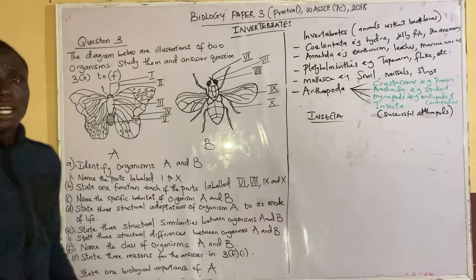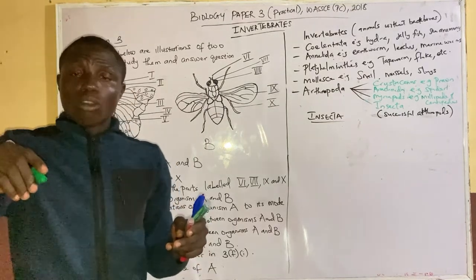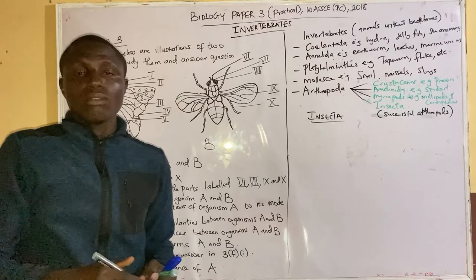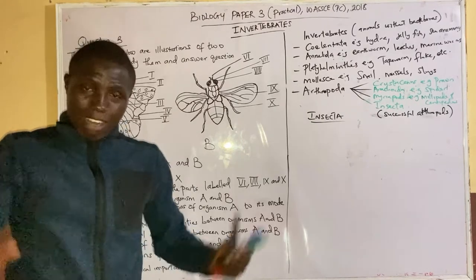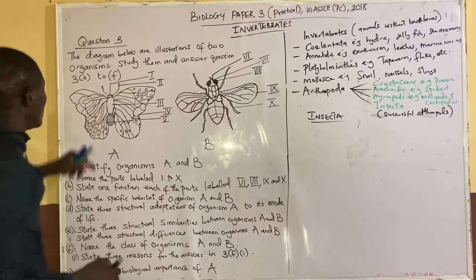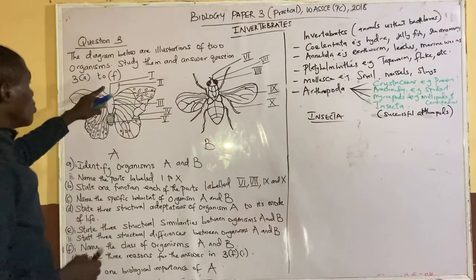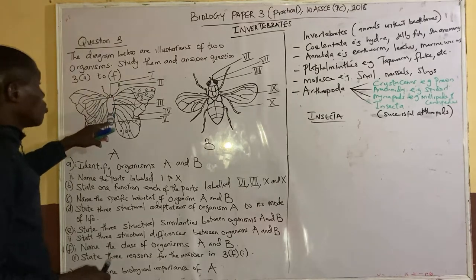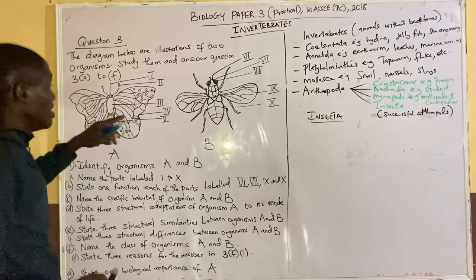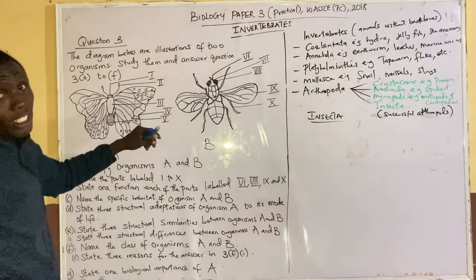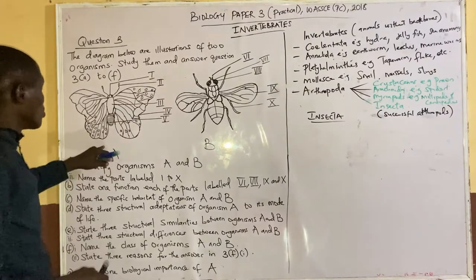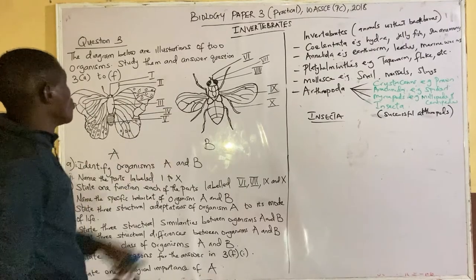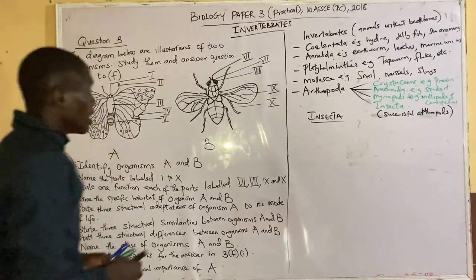As I've already told you, for you to be able to correctly tell the name of a particular organism, you have to look at the physical features of that organism. You can see the organism has wings. It has a body classified into head, thorax, and abdomen. So this is an insect. This belongs to a group of insects. So this insect A, this is an insect. This is also an insect. So which type of insect is this?